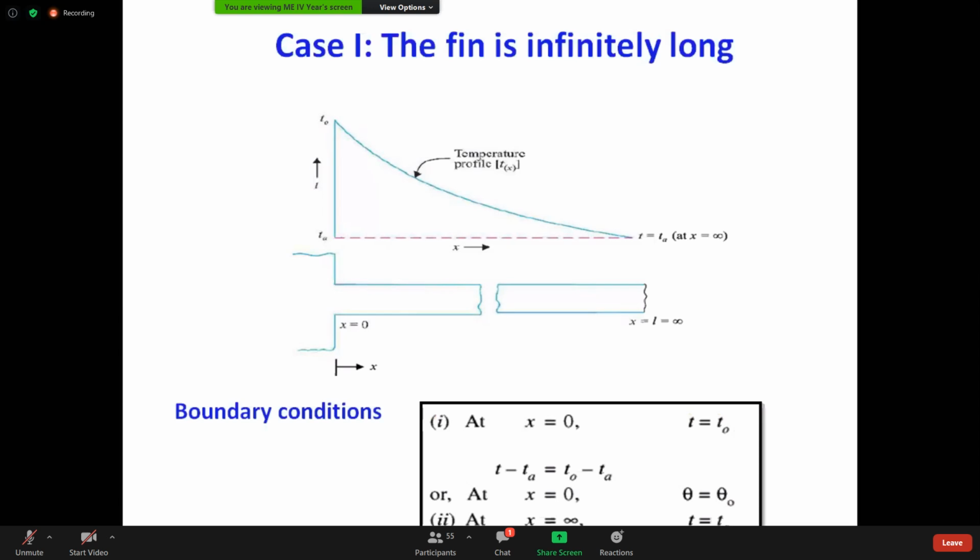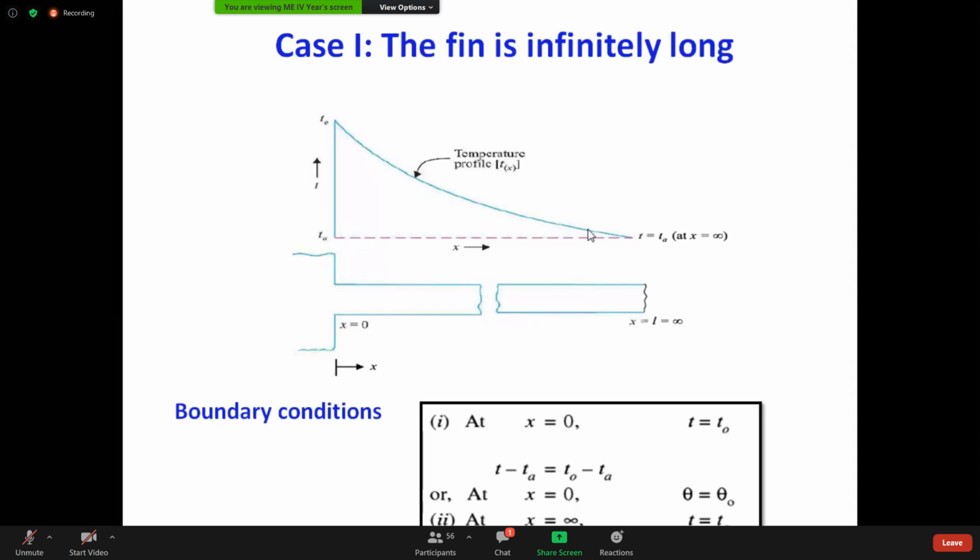Second boundary condition, at x is equal to infinity. That means at x is equal to infinity length, we don't know. At x is equal to L, the T is equal to T ambient, retaining the ambient temperature here as it's seen. That is the boundary condition, right? So this entire story depends upon the boundary conditions.